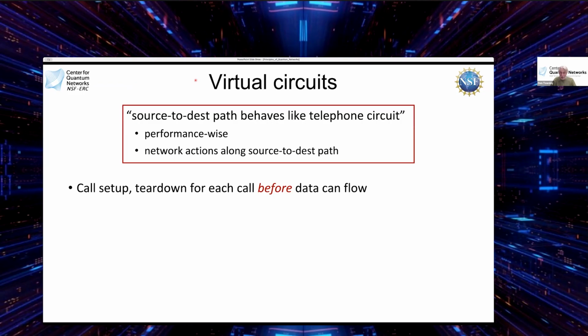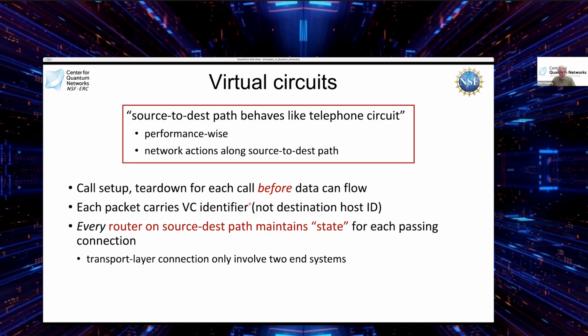In order to provide virtual circuits, you would need to be able to perform call setup and teardown for each call before the data can flow. You would associate a virtual circuit identifier with this particular call, and each packet would carry that VC identifier. It's important to understand that that would not be the same as the destination host address. Every router on the source destination path would then have to maintain state for each passing connection.